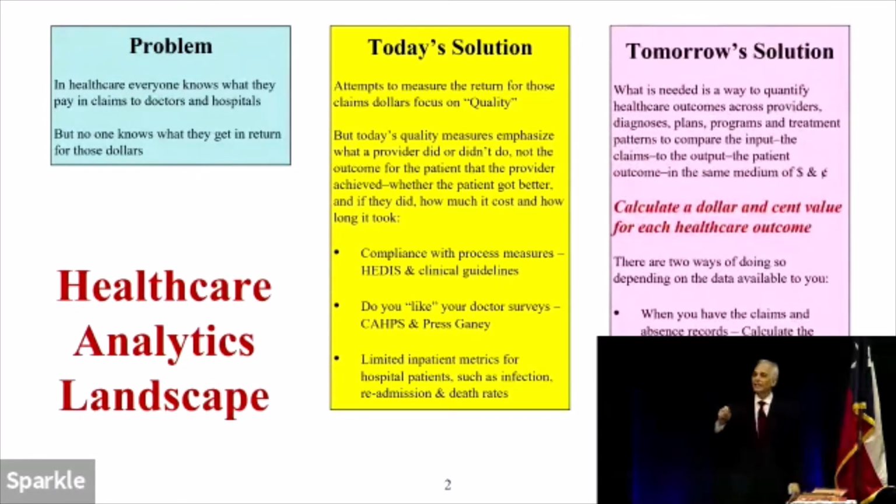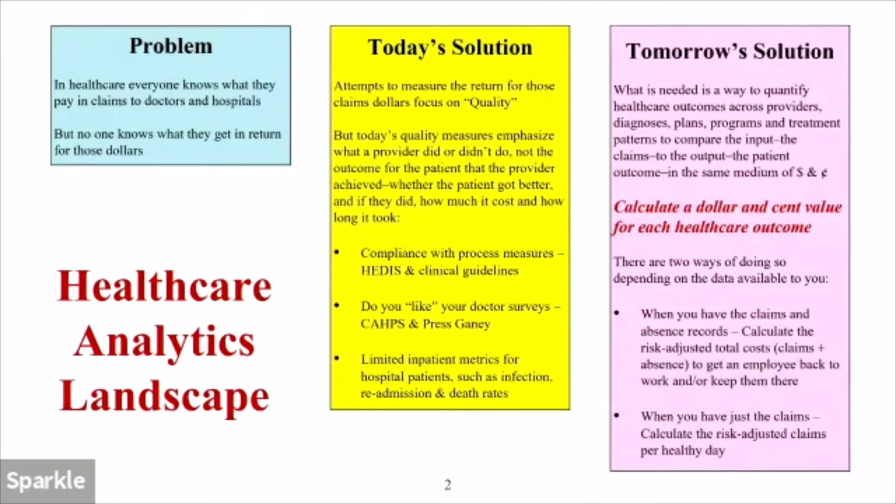That's what we're going to talk about today. How to quantify a healthcare outcome, put it in dollars and cents so that the output, the patient's outcome, and the input, those claims dollars, are both in dollars and cents so we can measure them. And we're going to do that across diagnoses, providers, plans, programs, and treatment patterns. We could put a quantitative outcome on each one. Now, there are two ways to do it depending upon the data set that you have available to you.